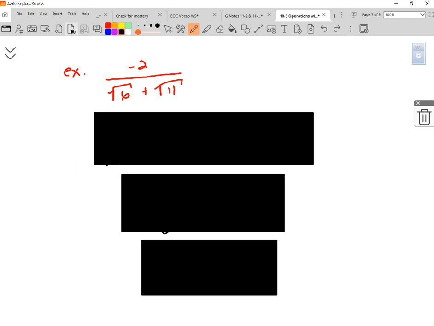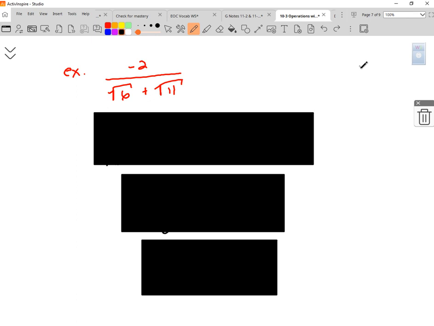Let's do this one. Negative 2 divided by square root of 6 plus square root of 11. Can't have those radicals in the denominator. The only way to get rid of that sum of radicals, or any radical that's being added to some other unlike term, is to multiply the numerator and the denominator by its conjugate.